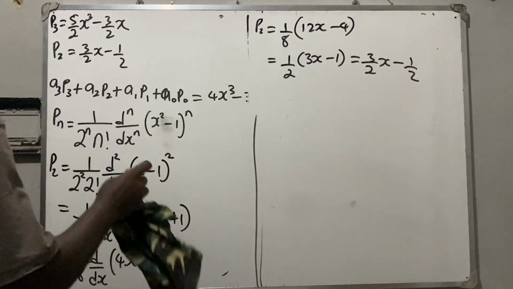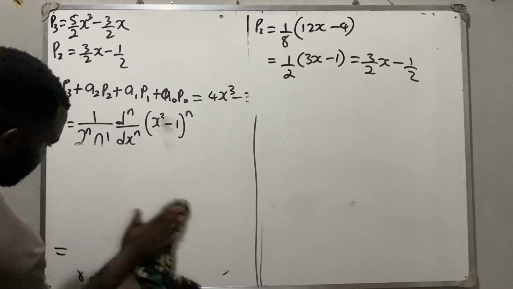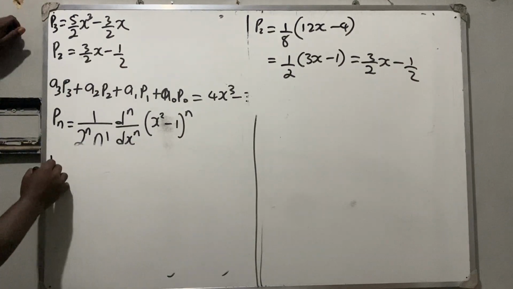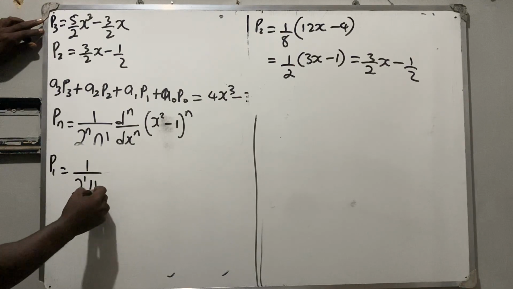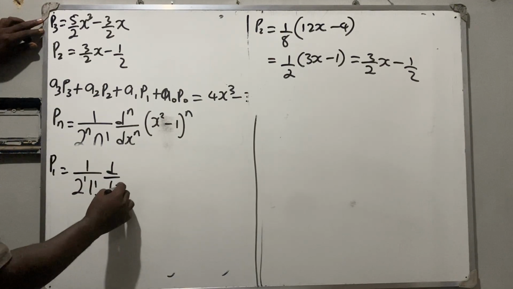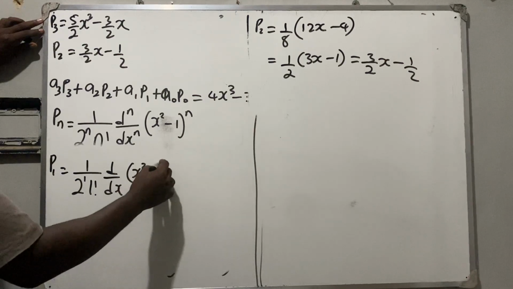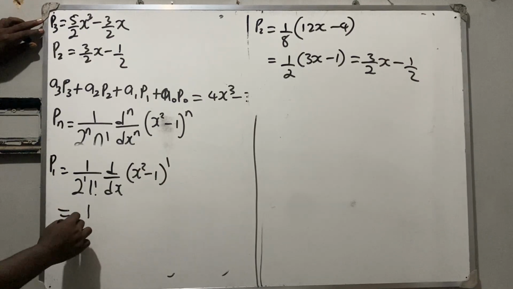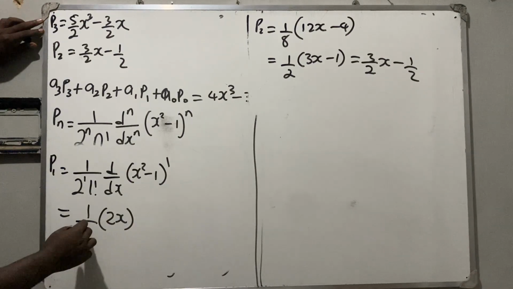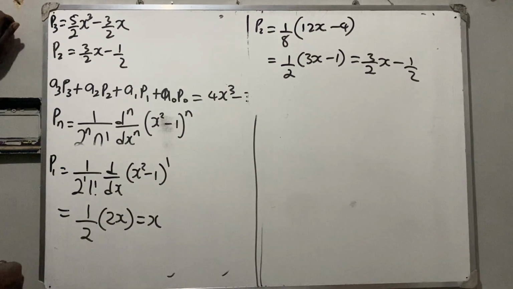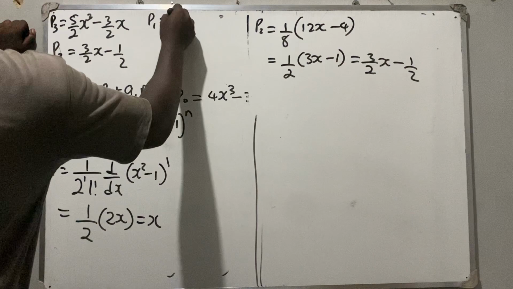So we go for our P1. So our P1 is going to be 1 over 2 raised to power 1 factorial, d over dx into x squared minus 1 raised to power 1. So this is going to be 1 over 2 into, differentiation of this will just give us 2x. So if 2 cancels 2, I'm having that P1 is just x. So I've gotten that our P1 is just x.